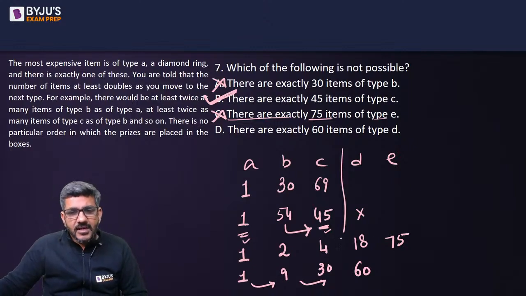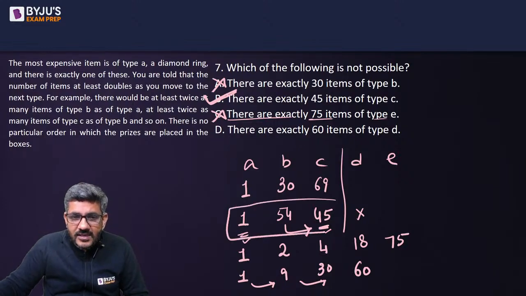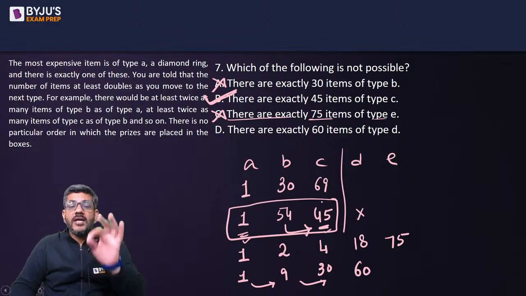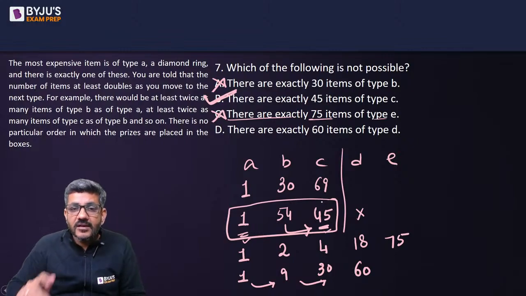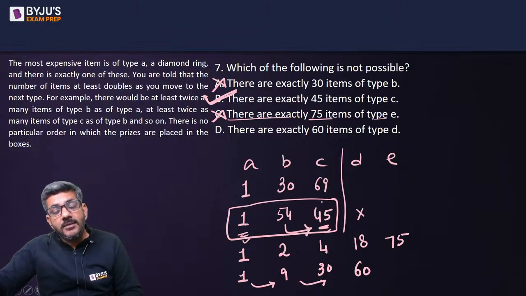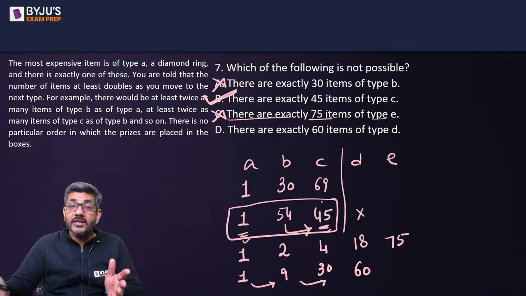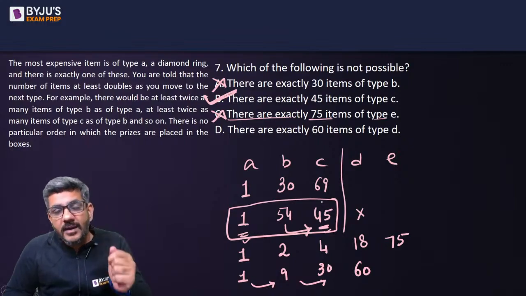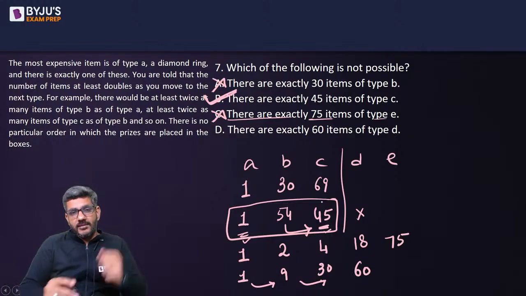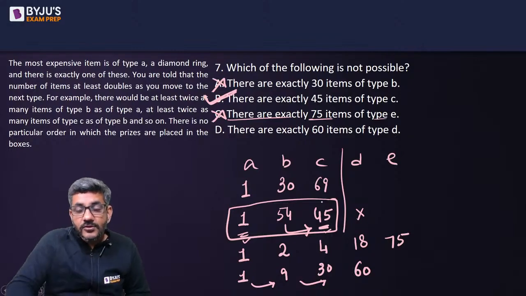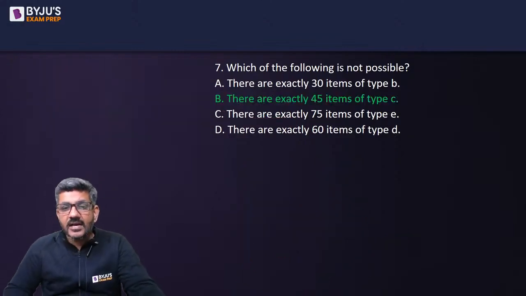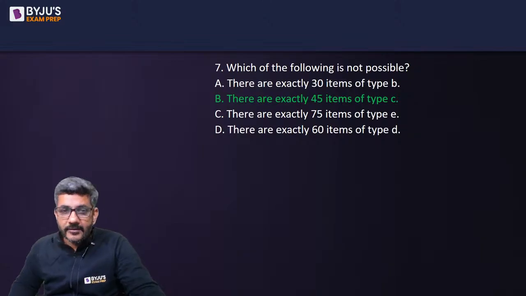Satisfied. Similarly, 1 to 4, 1875, satisfied. Similarly, 130, 69, satisfied. Only the third case is not possible. You can't have exactly 45 of C because you cannot go ahead: doubling makes the total bigger than 100, and going back you would have to take 54 in between, so the exactly-double condition is not satisfied. So for question number 7, the correct answer is option B.